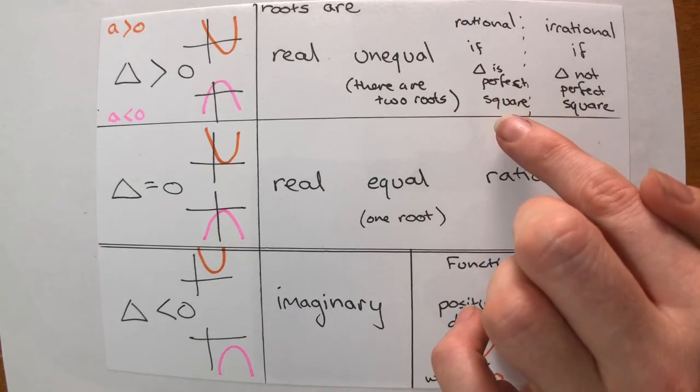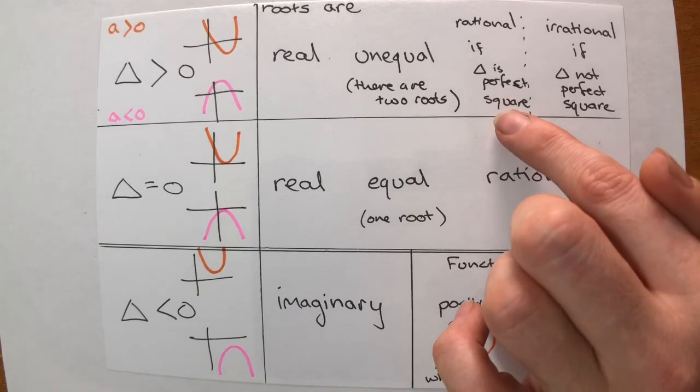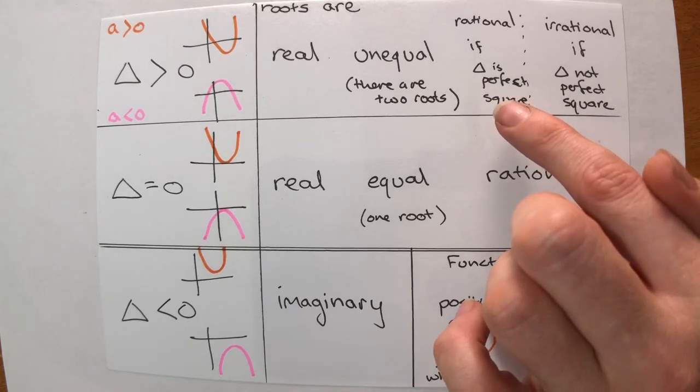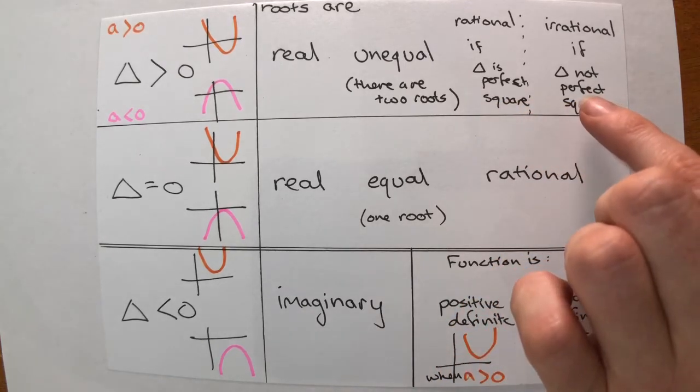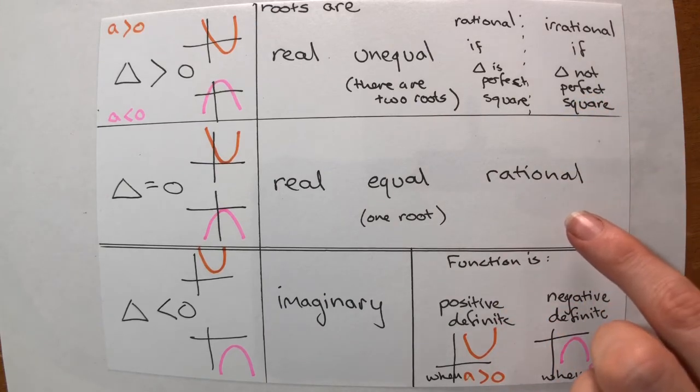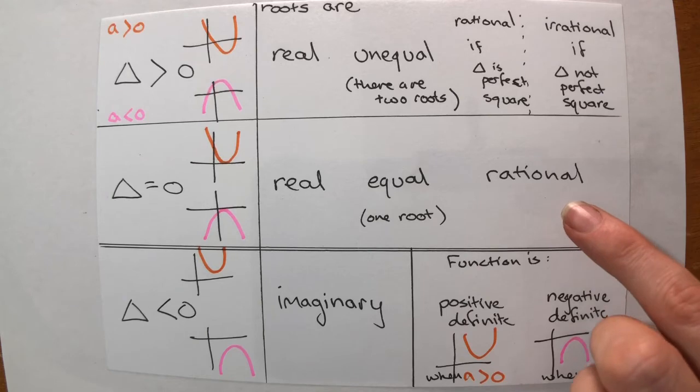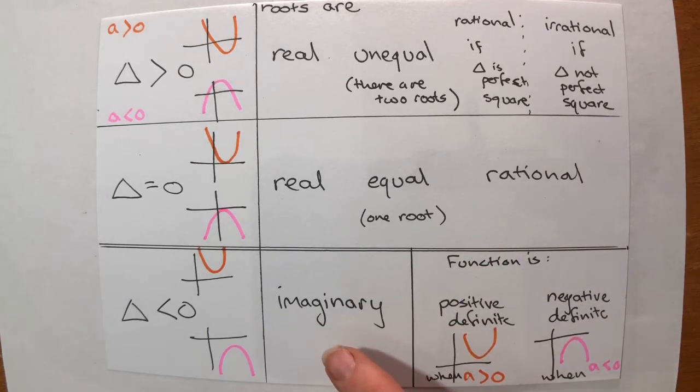Like I showed you with that 16 or the 17. If it was 16, we'd be real, unequal, rational. And if it was 17, we would be real, unequal, irrational. If it was 0, the roots would be real, equal, rational. And if the discriminant was -2, the roots would be imaginary.